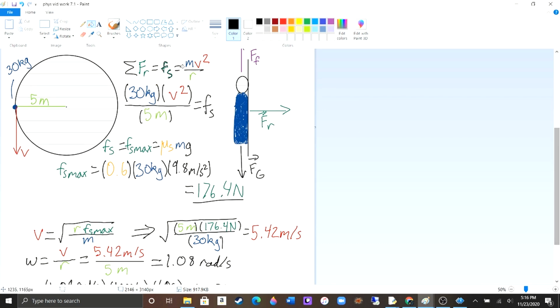Using that, we have our equation up here still. We can rearrange that and solve for velocity. Once we do that, we find that velocity equals the square root of our radius times Fs max over our mass. We can plug in all of these variables, and we get 5.42 meters per second.